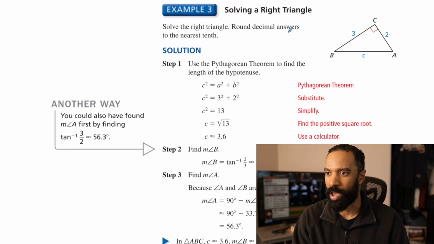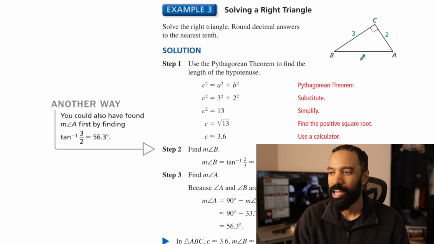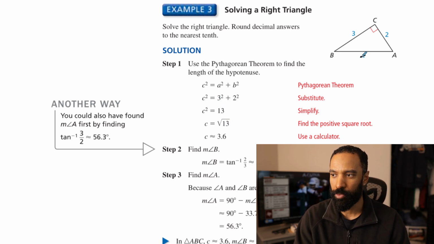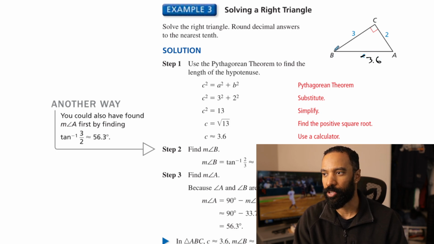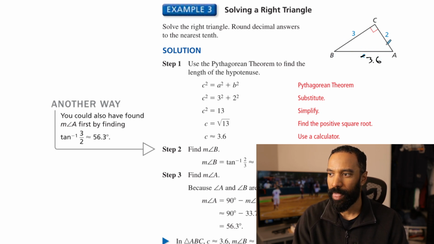Solve the right triangle, round decimal answers to the nearest tenth. So to find the measure of the hypotenuse, side length C here, you probably just want to use the Pythagorean theorem. 2 squared plus 3 squared is c squared, right? That kind of thing. C is going to be the square root of 13. It's about 3.6. Now, I say about 3.6 because it is a rounded value. We still have to find angles B and A.